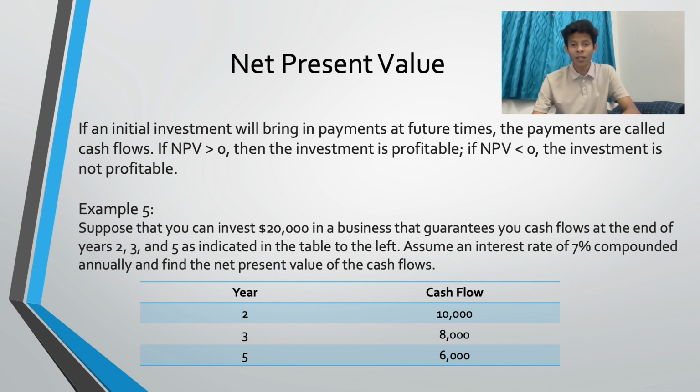Example: suppose that you can invest 20,000 in a business that guarantees you cash flows at the end of years 2, 3, and 5 as indicated in the table to the left. Assume an interest rate of 7% compounded annually and find the net present value of the cash flow. As we can see, year 2 the cash flow is 10,000, year 3 the cash flow is 8,000, and year 5 the cash flow is 6,000.